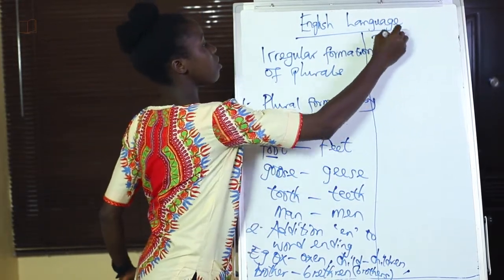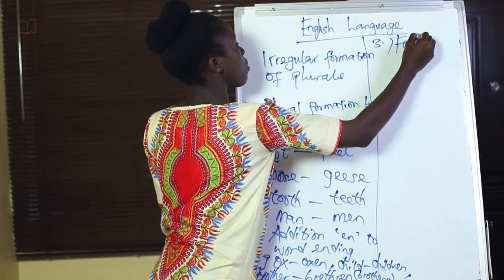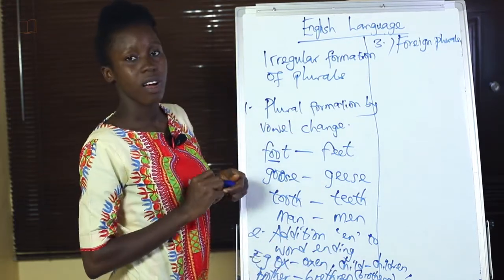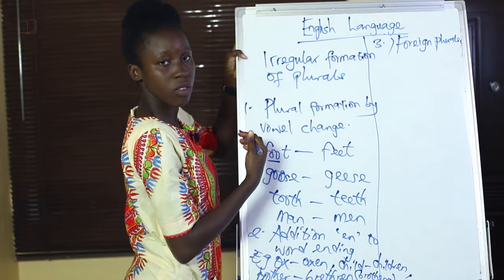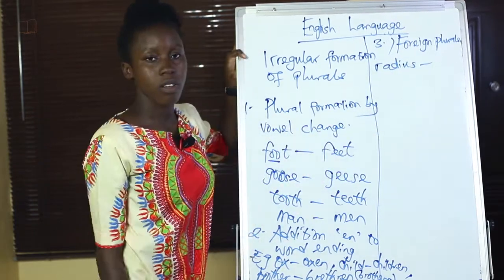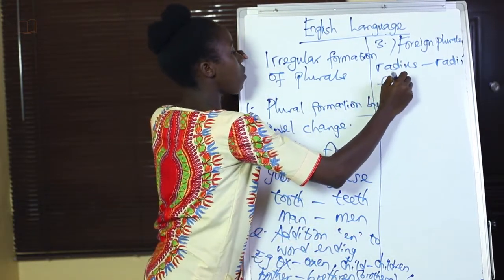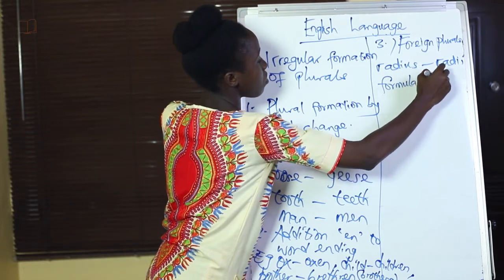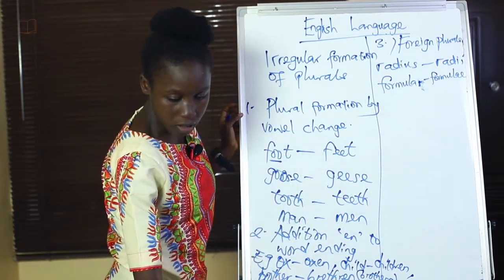Now we'll move to the third irregular formation of plurals for nouns, and that is foreign plurals. These words are foreign words, and by the time you form the plural form, it does not tally with the way we form our plural here. For example, we have radius; the plural form of radius is radii. Formula, the plural is formulae. We have some other examples under that.